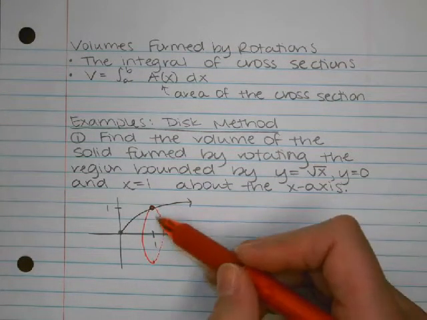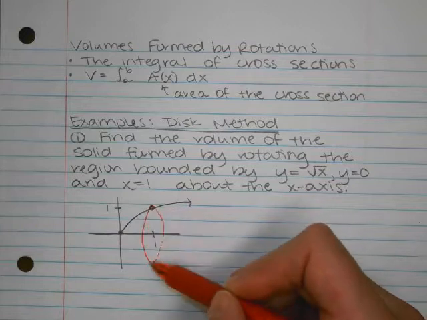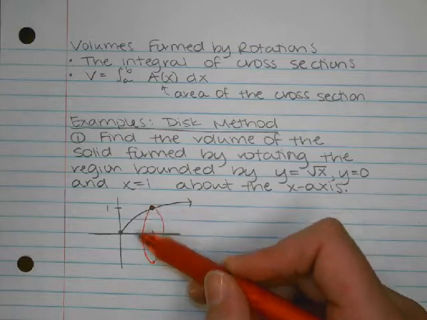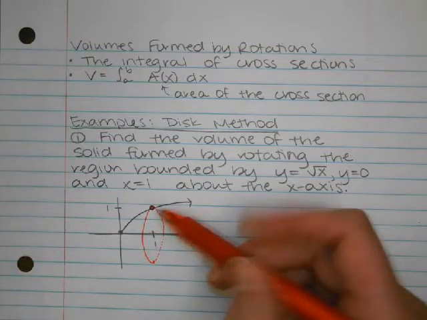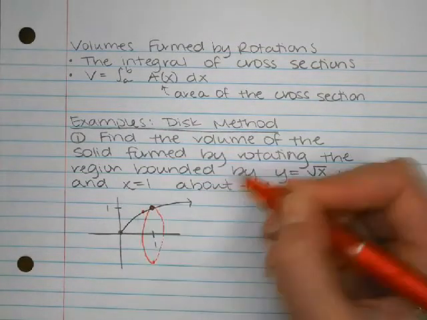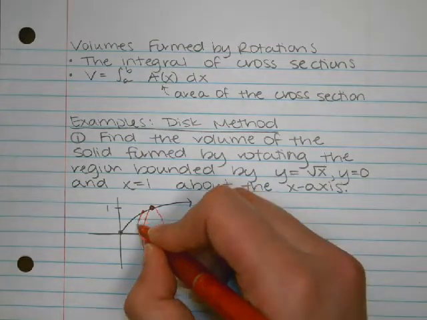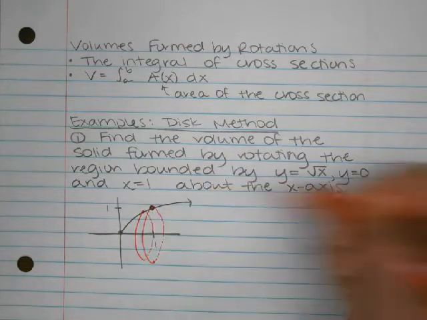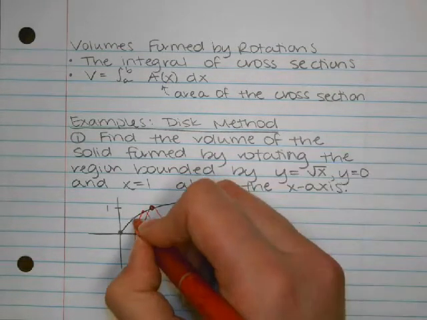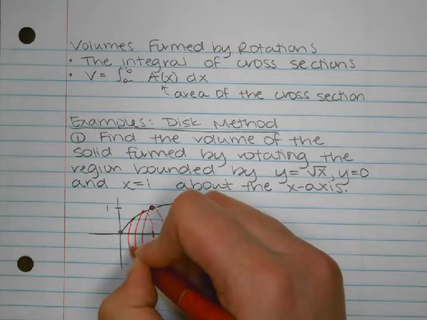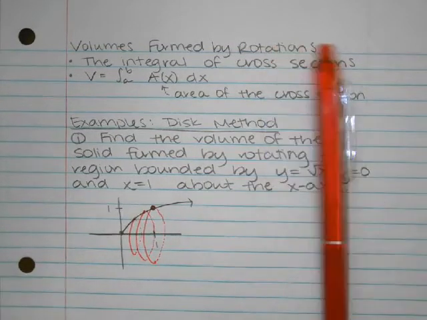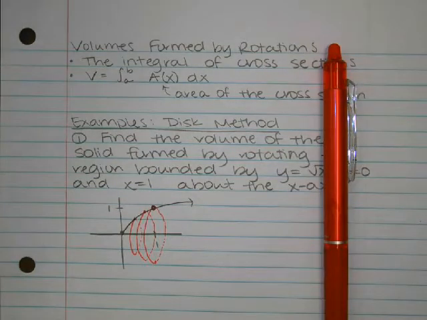So if you can picture this, if you have a point and you're rotating it around the x-axis, it's forming a circle because it's going to be an equal distance all the way around the x-axis. And then we're going to take another point and rotate it around the x-axis, and then another point and rotate it around the x-axis. So what I'm actually going to do is show you guys a little app that's on my phone.